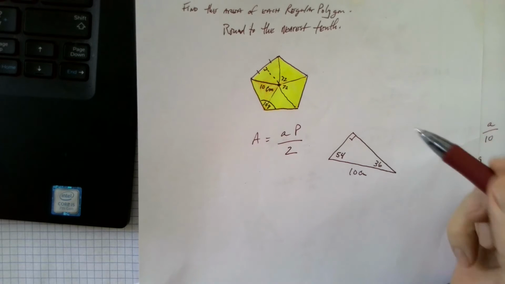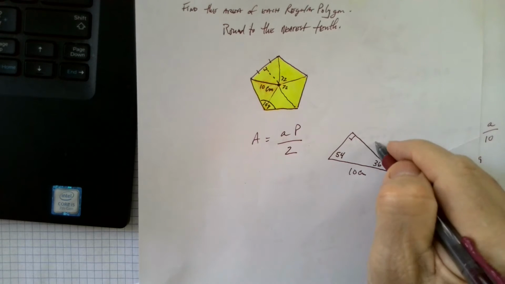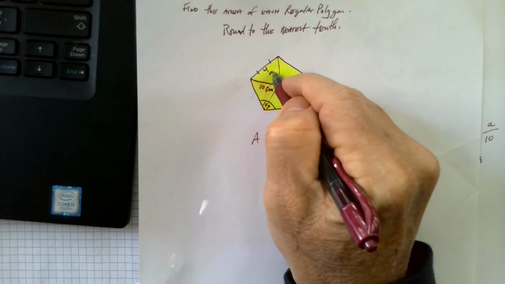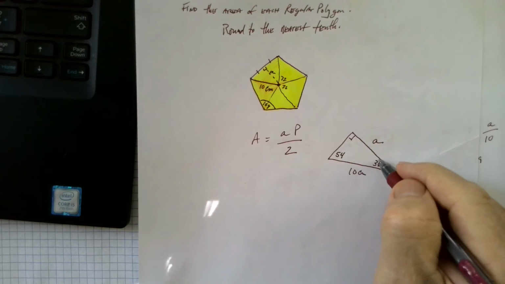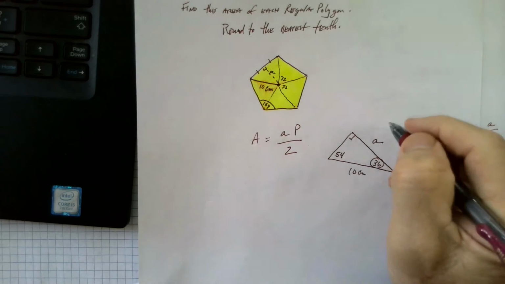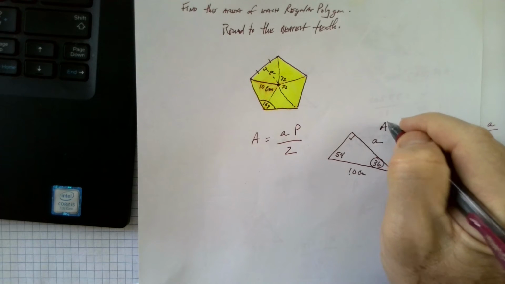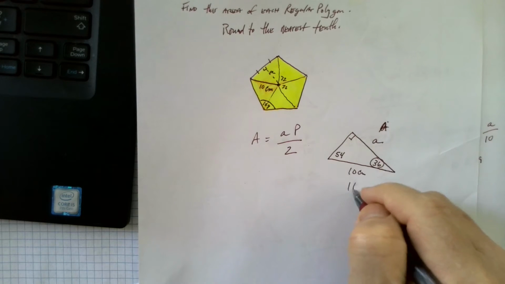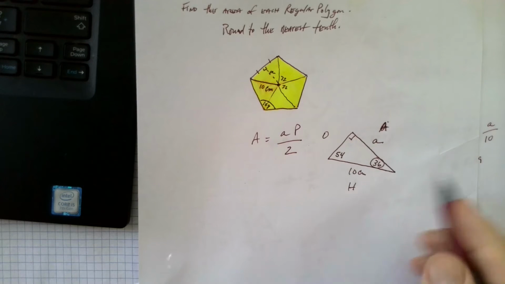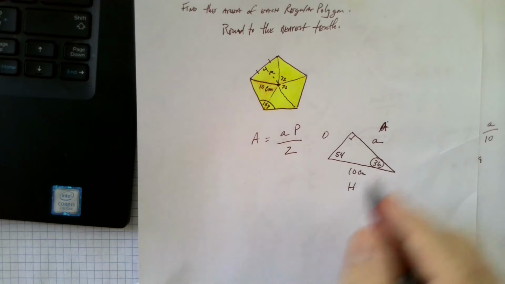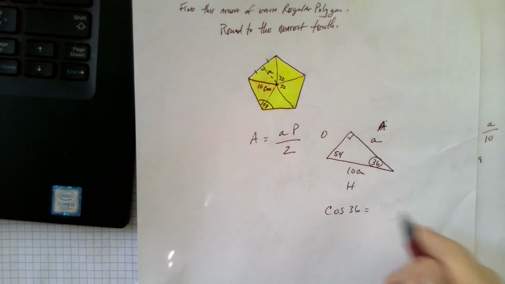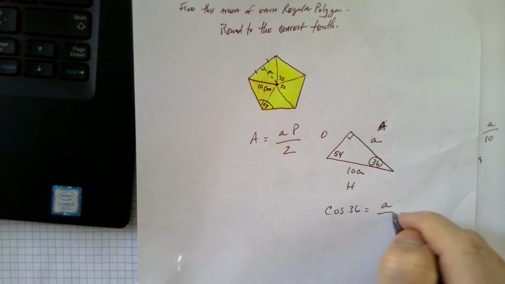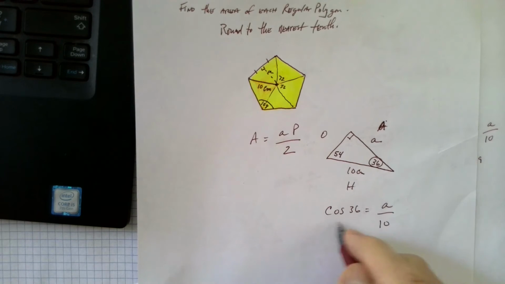And so now, remember the hint, SOHCAHTOA? I need to find this value, the apothem. How would I do that? I'm going to use this acute angle of 36 degrees, which would make this the adjacent. This is the hypotenuse, and this is the opposite from 36. So I need A and H. Remember, that's cosine. The cosine of 36 is equal to A, the one I don't know, over H, which is 10.